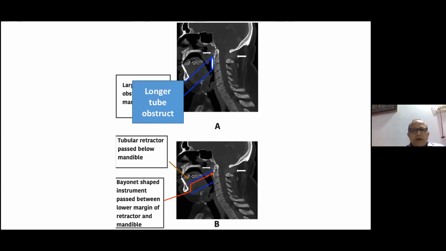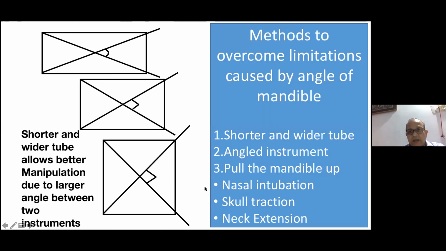and there should be bicortical purchase. So I think if somebody is interested in making a good tubular retractor, a small and wider tubular retractor will allow us to operate most cases by the trans-cervical approach, because you can push your tubular retractor below the angle of the mandible.